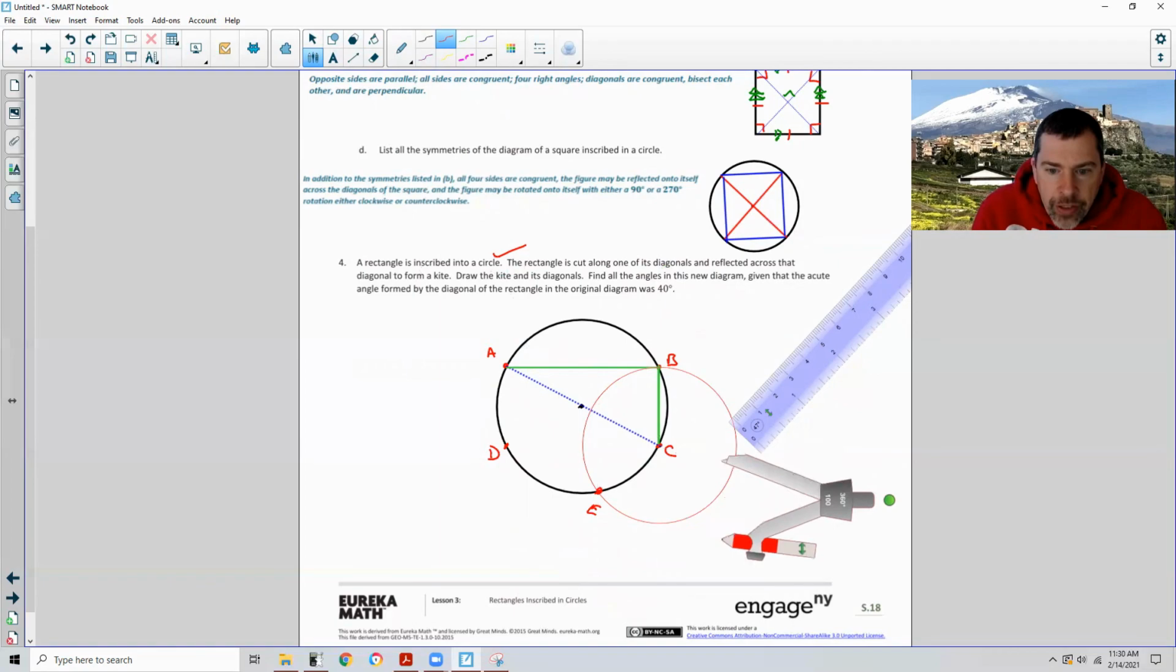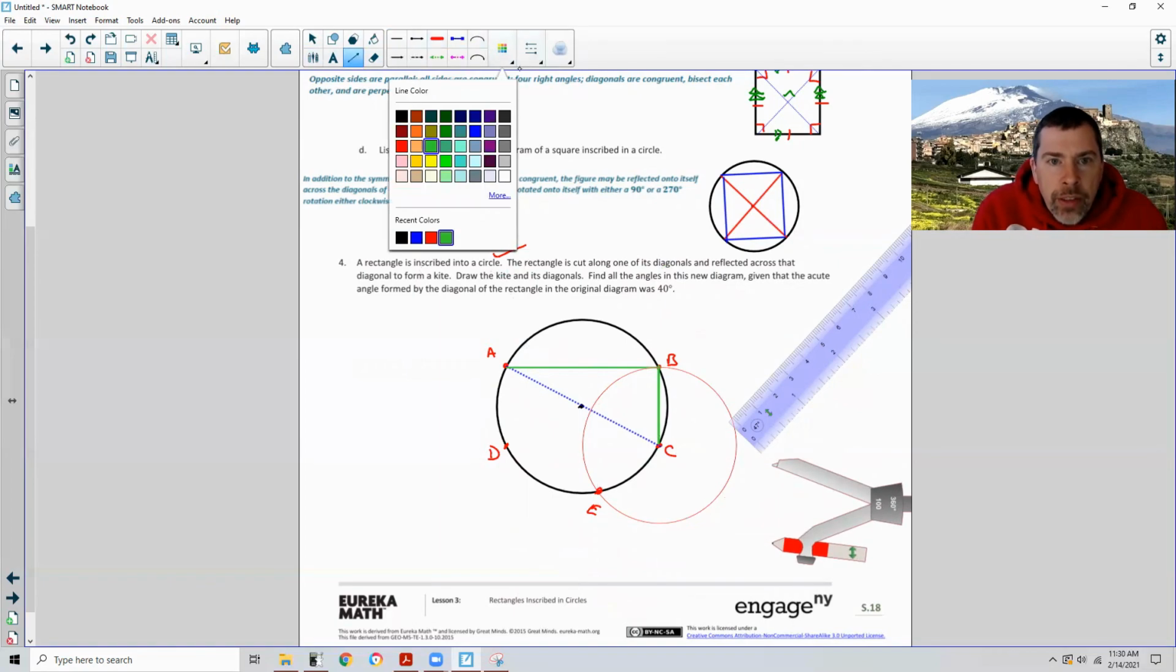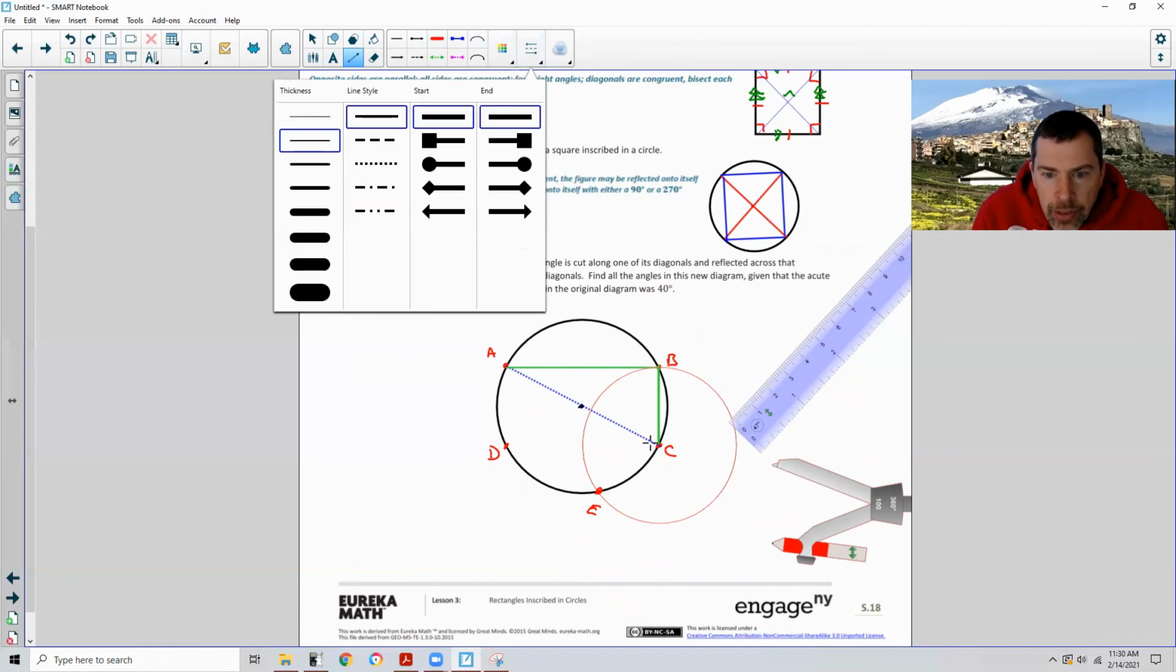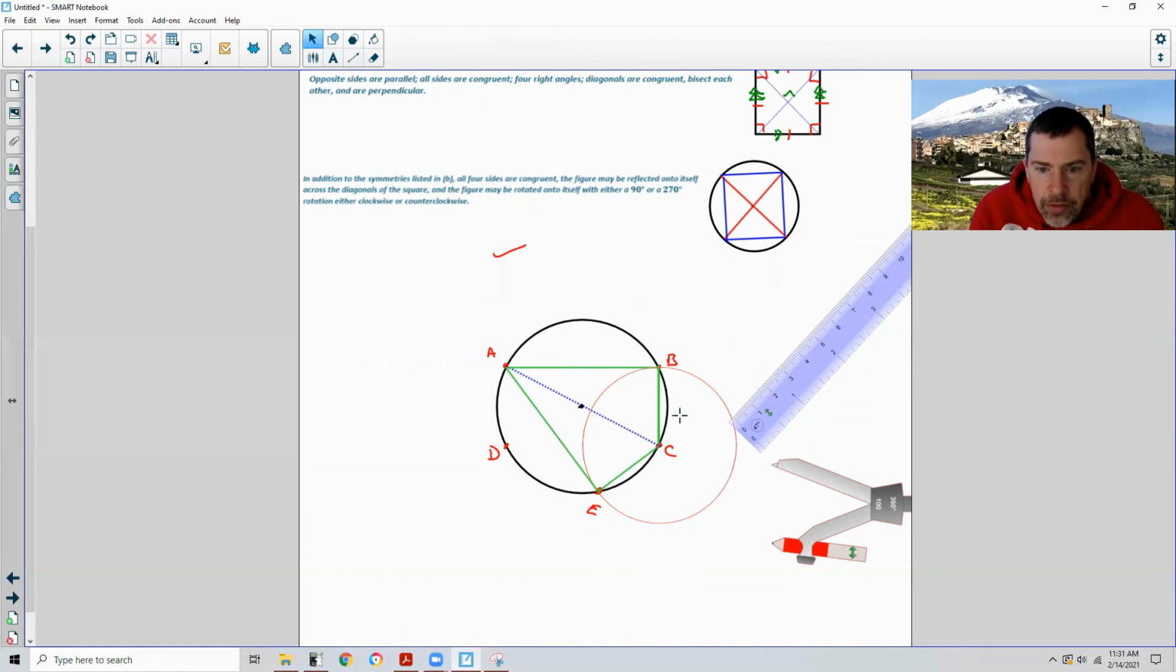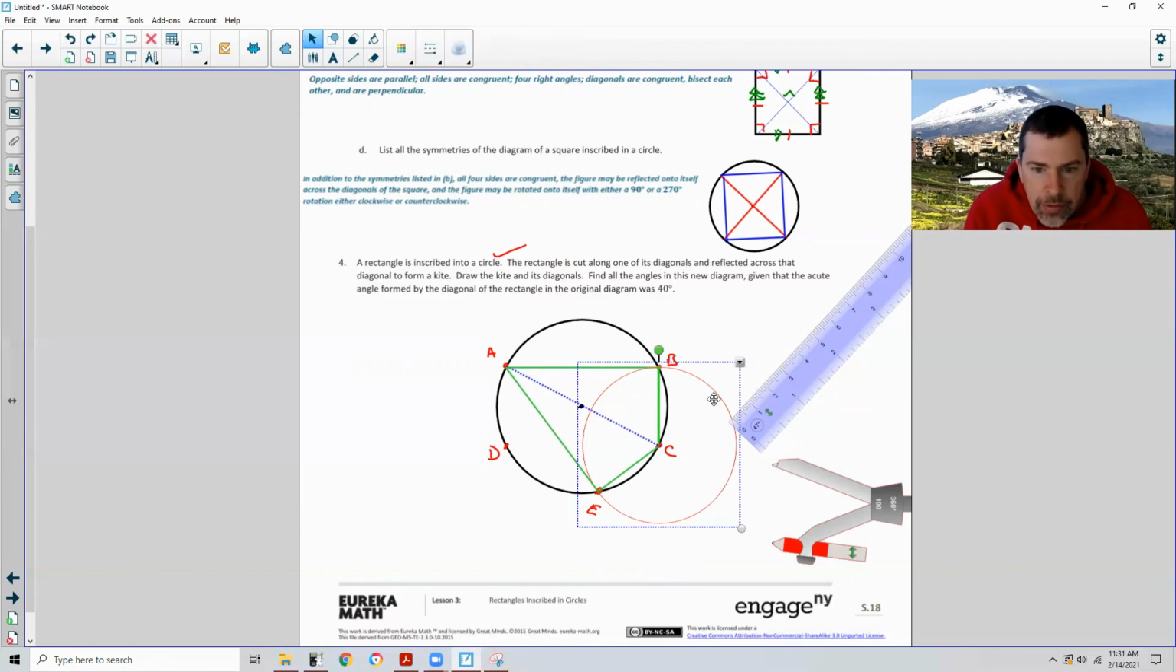And then I can finish my kite. So I will now draw a segment, make it green like the others, make it not quite so thick. And I'm going to draw a segment from C to E, and then from E over to A. All right, so there is my kite. Get rid of my circle, not my background. Get rid of my circle, and there it is. And D was where my rectangle was. There's the diagonal. Half the rectangle got reflected over the diagonal. Okay, so that's what they asked us to do.